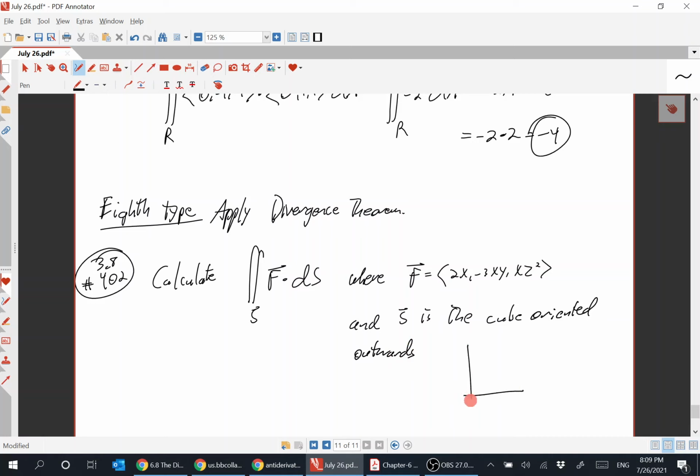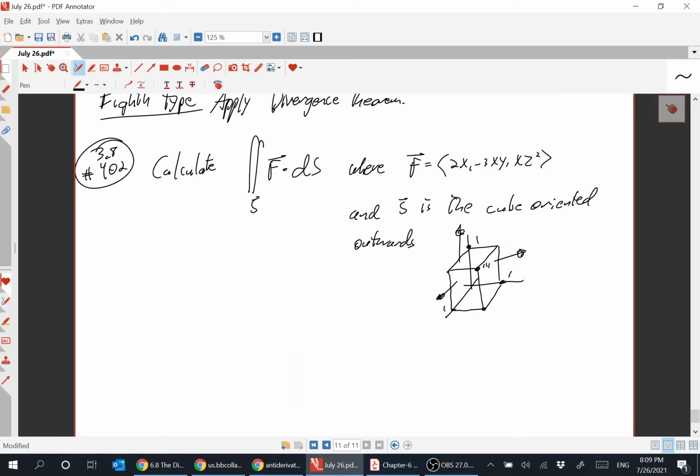Which cube? This cube. So 1, 1, 1. It's the cube going from 0 to 1, 0 to 1, 0 to 1. So this is 1, 1, 1 right here, down like that. So oriented outwards. Now, if you were to try to calculate that manually, you would have to parameterize the 6 sides of the cube, like we were talking about before.